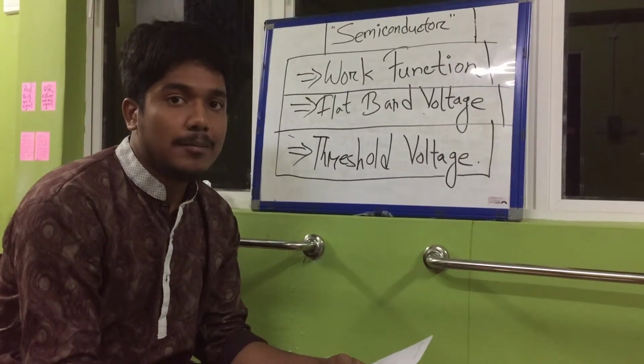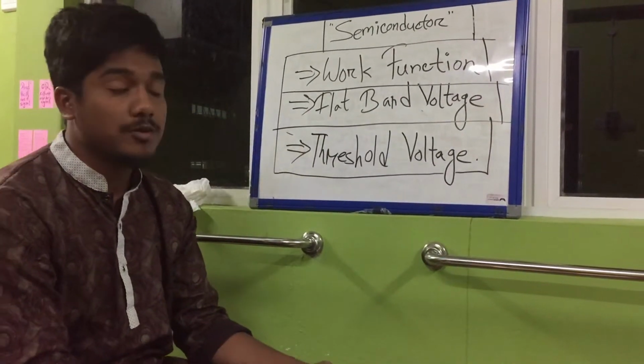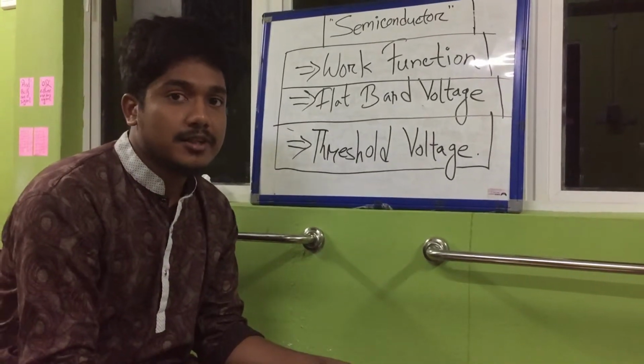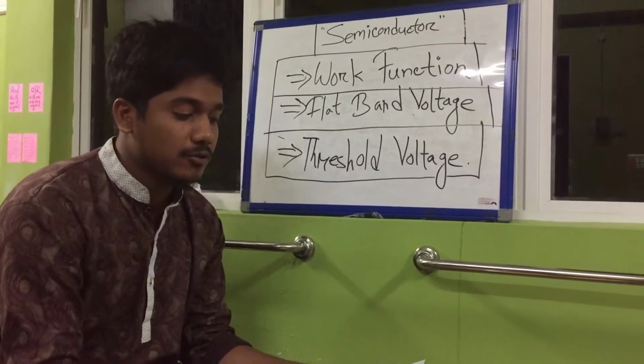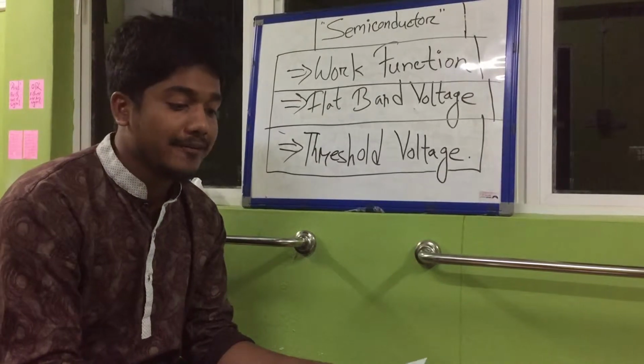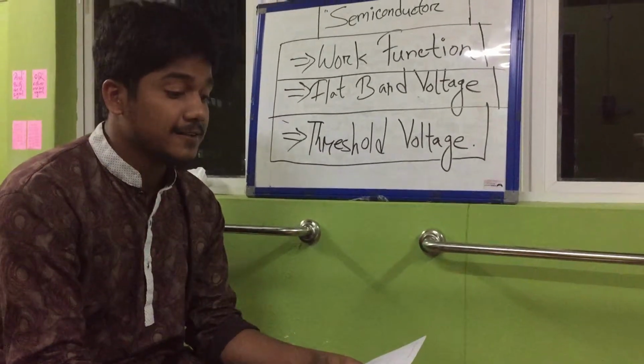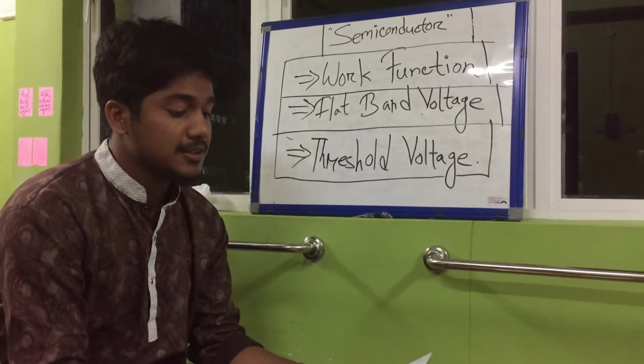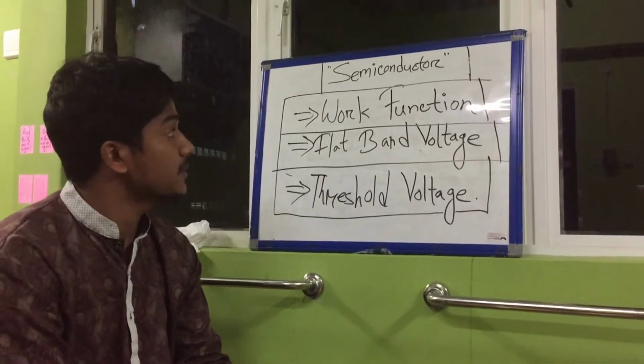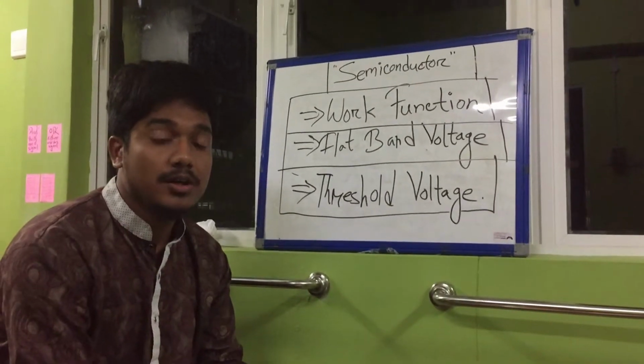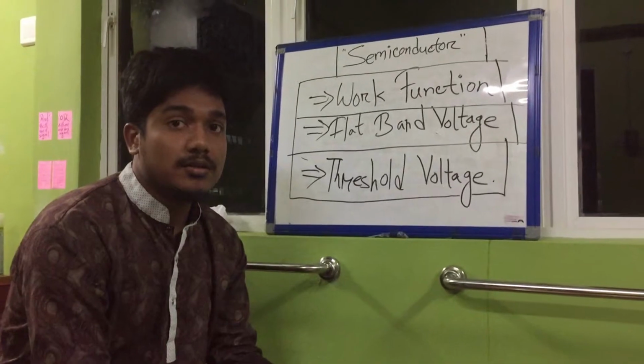So now I'll talk about my part, that is flat band voltage. Let me get started with the definition of flat band voltage. This is the applied voltage such that there is no band bending in the semiconductor. As a result, there is zero space charge in the region. So now let me explain the whole thing.